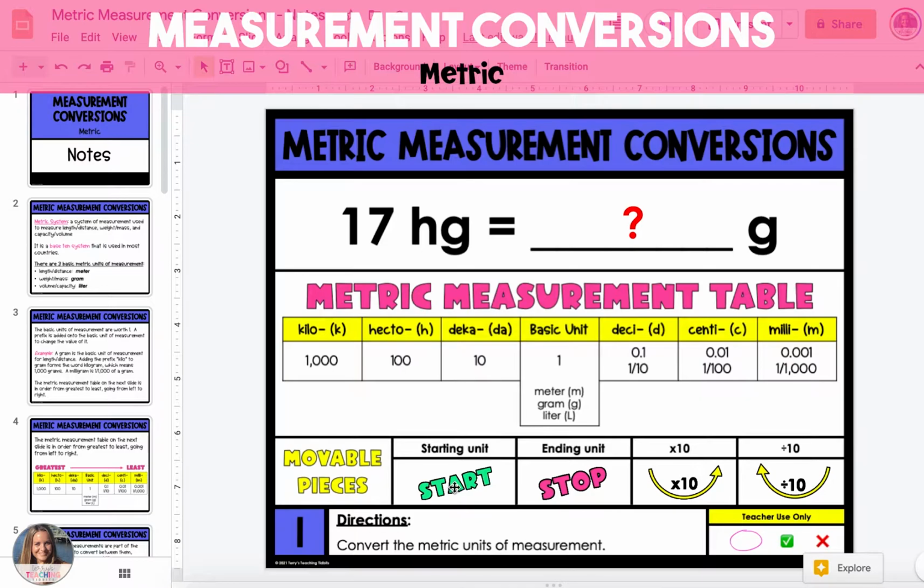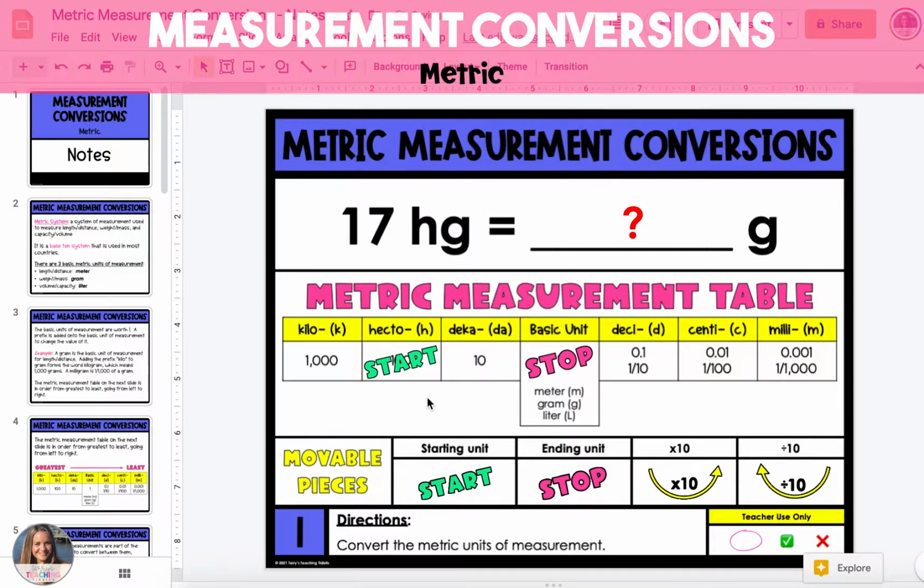To use the metric measurement table, we're going to drag the word start over the area where hecto is to represent that we're starting with hectogram, and then we're going to move the stop word over the basic unit because gram is the basic unit for measuring mass and weight.